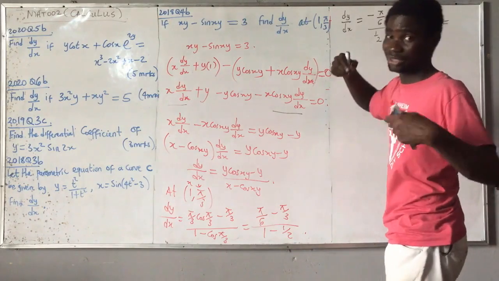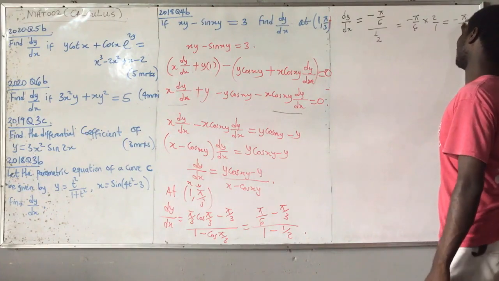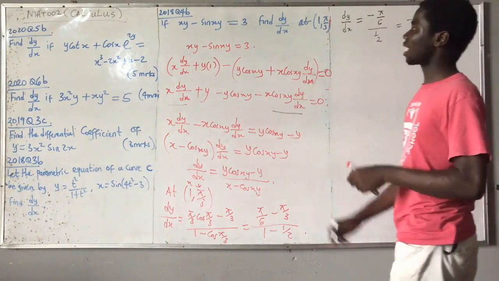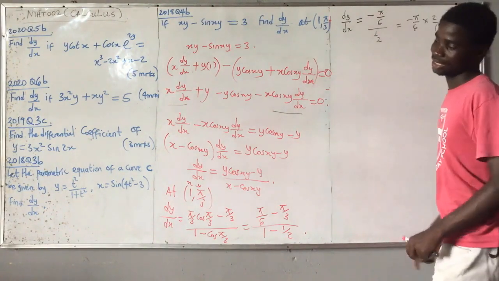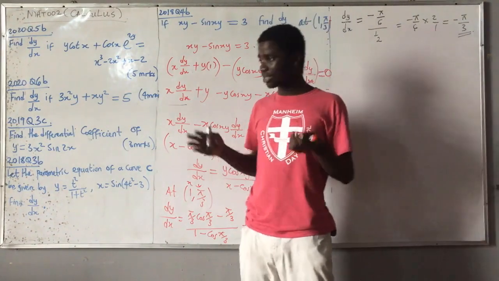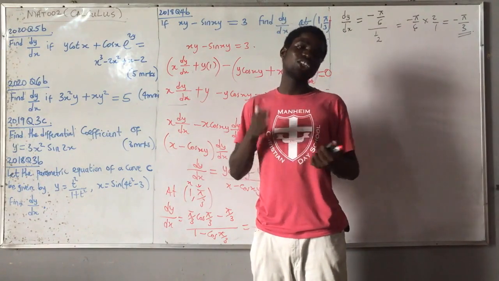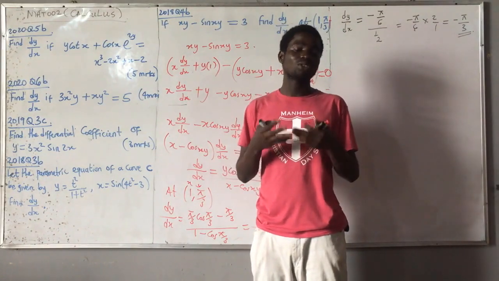Or just use the calculator and you will get it. This one will become minus pi over 3. So the y ds at this point is minus pi over 3. And that's all for this question. Please take note of that and check it well. It might be tiring, but you need to put in effort.